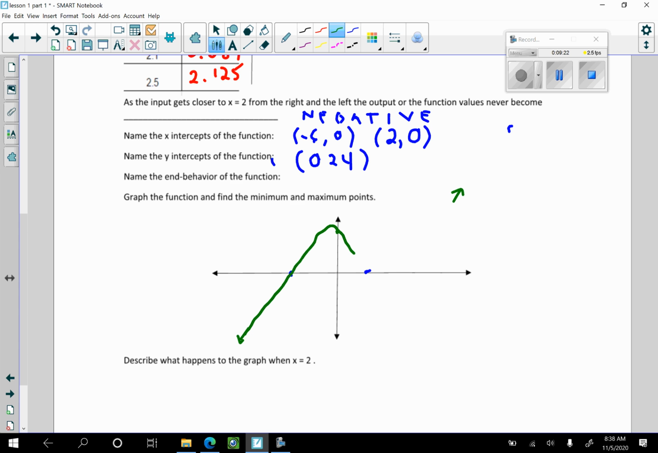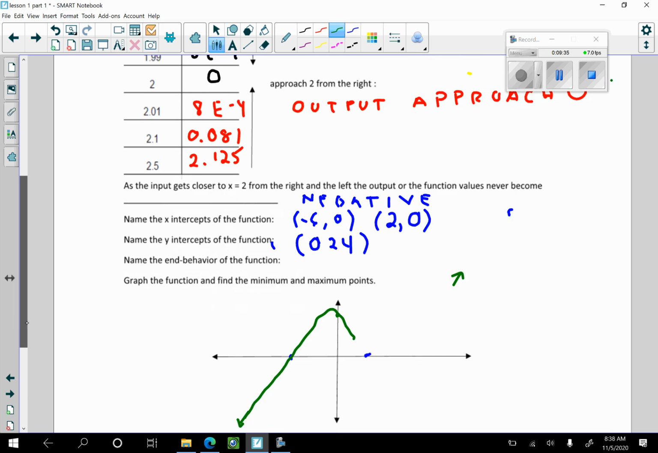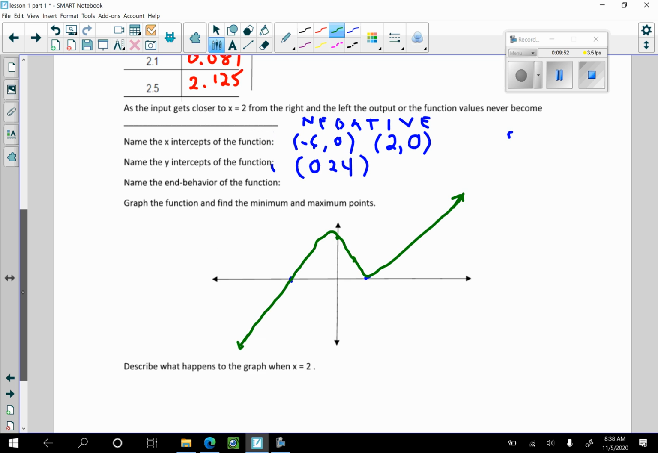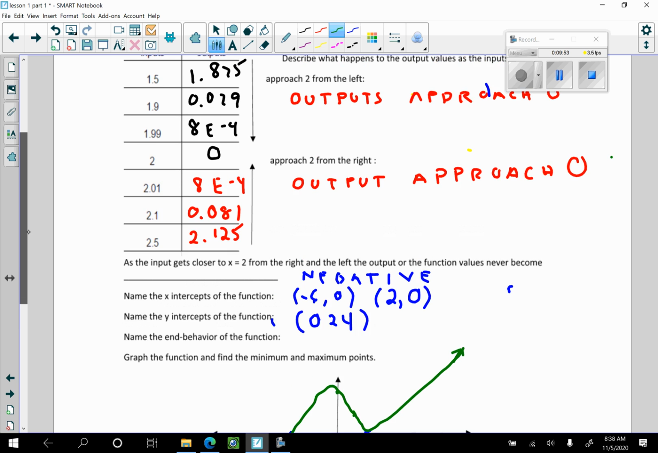And then look what has to happen at x equals 2. It can't cross the x-axis, can it? Because there's only 2 x-intercepts. And we're going to talk about that a lot with rational functions. There are only 2 x-intercepts, negative 6 and 2. This thing absolutely starts negative and ends positive. And if we notice from our table, the outputs get close to 0, and bam, it bounces. And so that's what's going to happen with this guy right here.